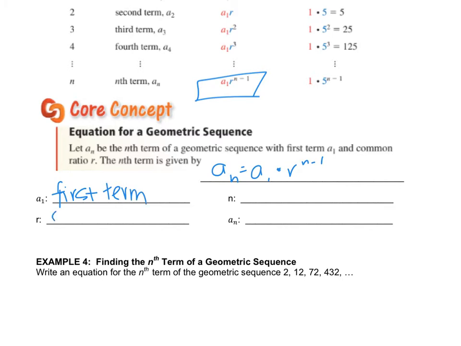R is our common ratio. N is the position number that you are in the sequence. You could be first, second, third position, whatever. And then a sub n is like the value of the term at that spot. So here's how we use it.